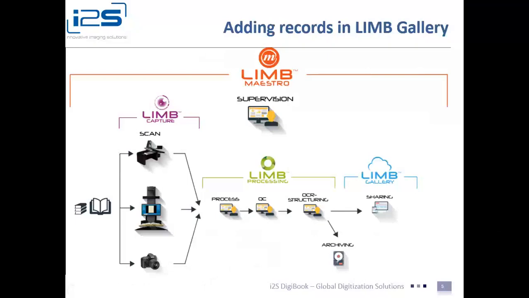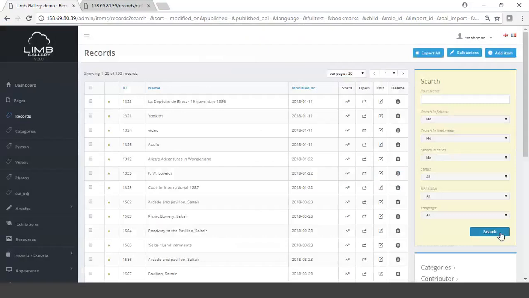This overview video is to show the power yet ease of use in adding records into Limb Gallery. In the back office or administrative module of Limb Gallery, all items can be found under the Records menu option. Within a record is where all the metadata is stored.